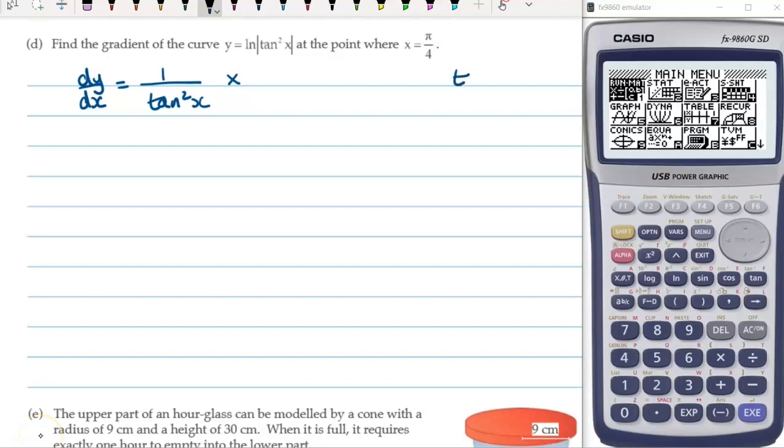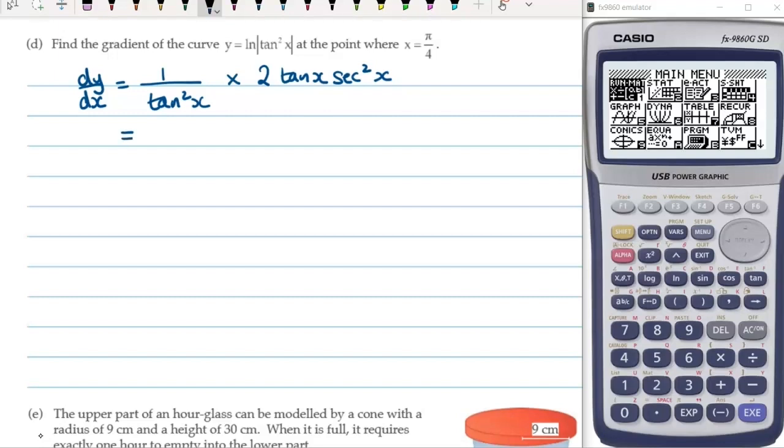Now the inside itself is actually tan x squared. So that thing itself is also a chain rule. So if we're to differentiate that one, we would have 2 tan x and then times by the derivative of the inside, which is sec squared x.